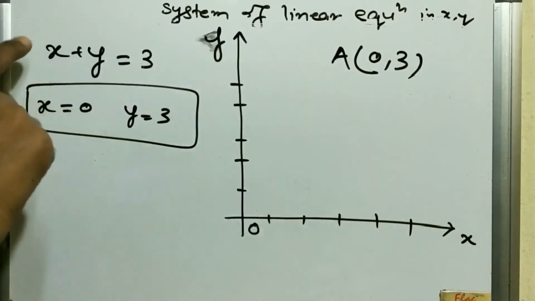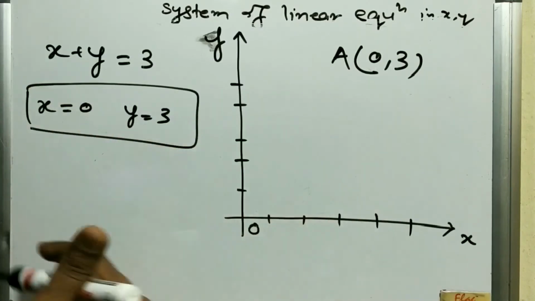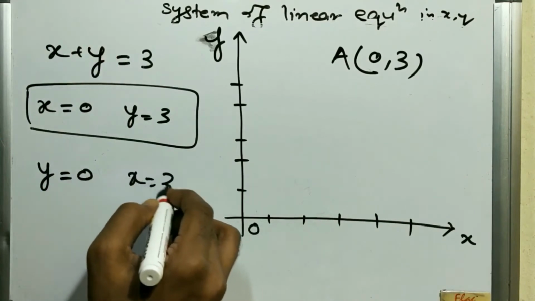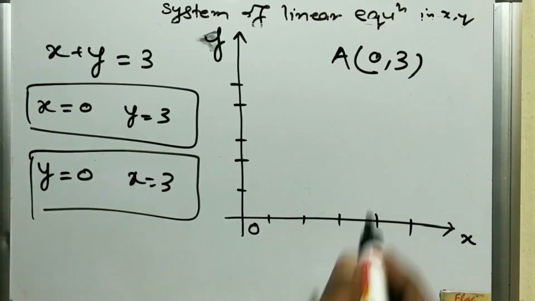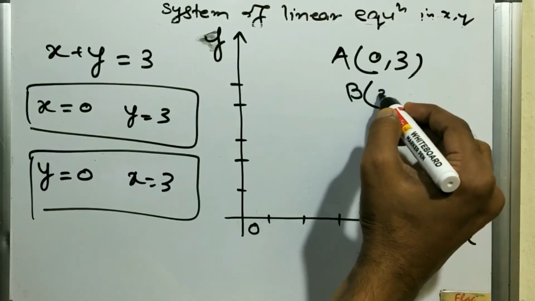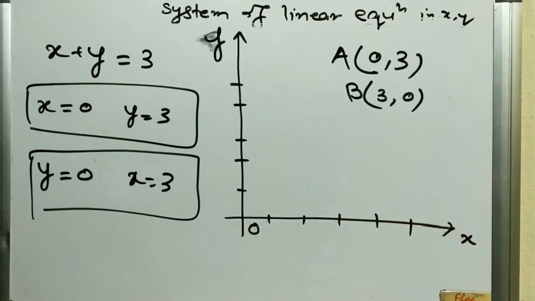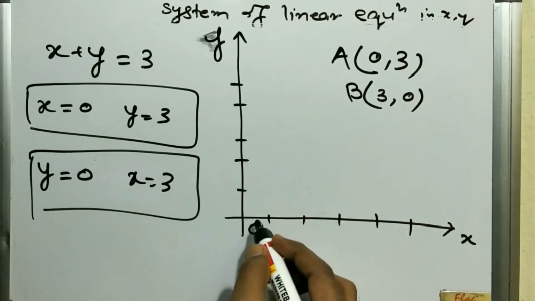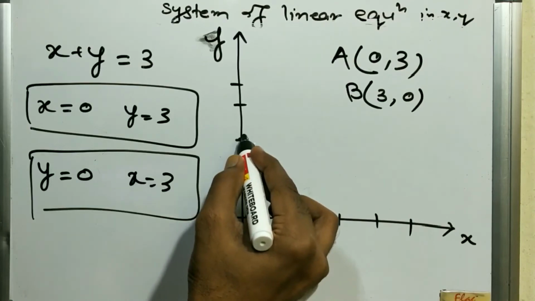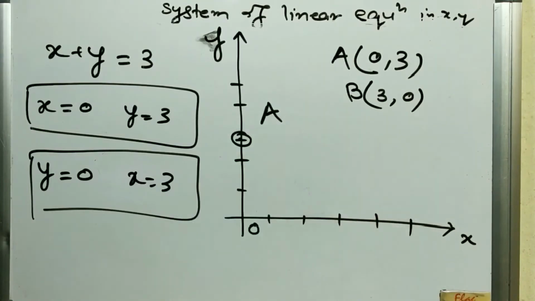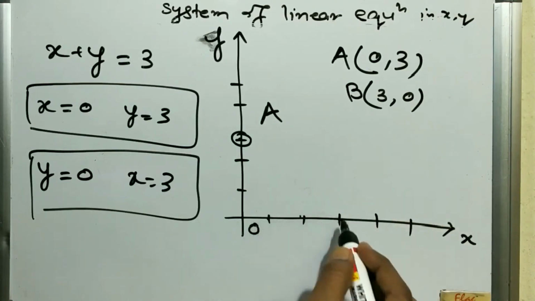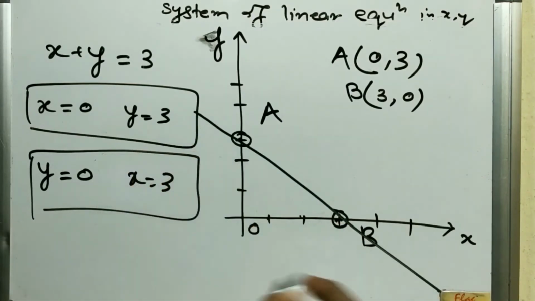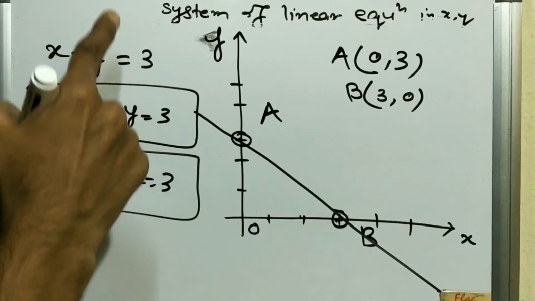This point is definitely lying on this particular straight line. For the second point, we will put y is equal to 0. For y is equal to 0, x is 3. So our second point will be B, (3, 0). Now we will plot these 2 points on the xy plane. For x is equal to 0, y is equal to 3, so this one is point A. Similarly, 1, 2, 3, this one is point B, and the line connecting these 2 points is the required straight line, x plus y is equal to 3.